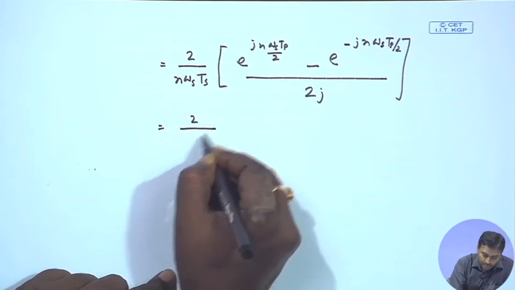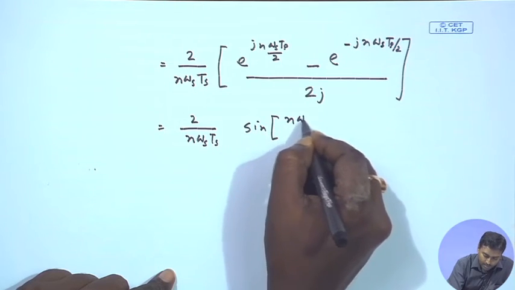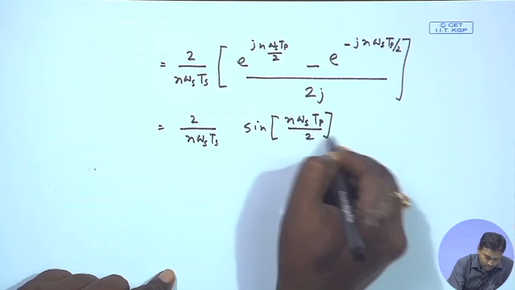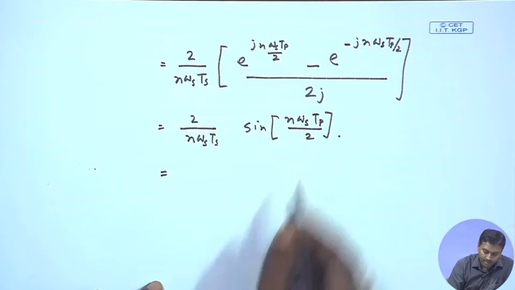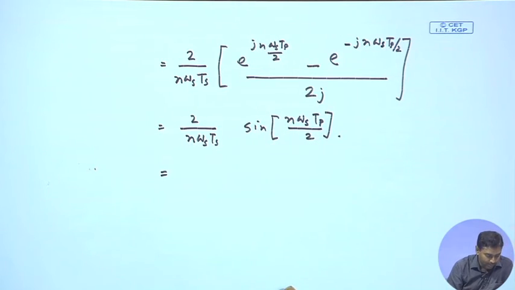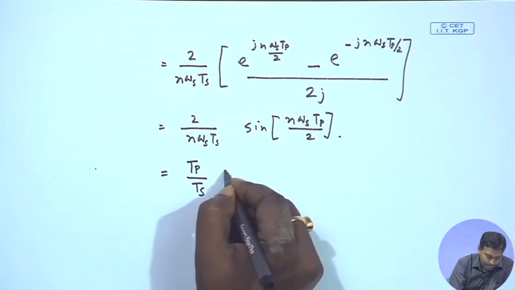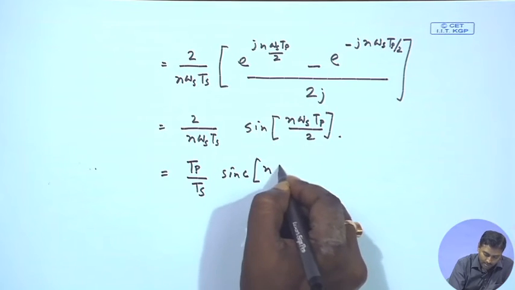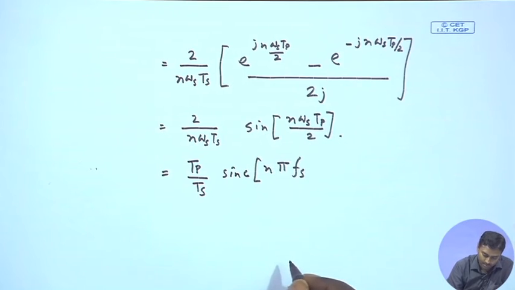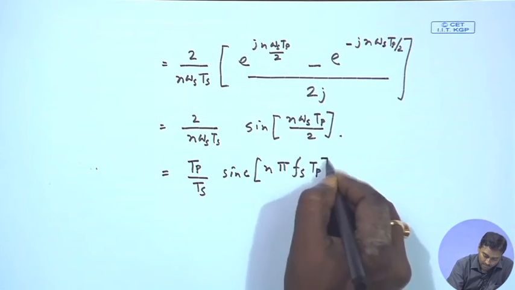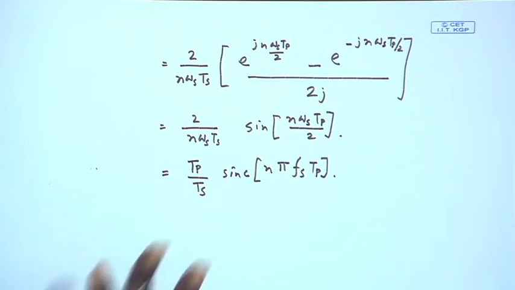So, I can write 2 by n omega_s T_s, this is sine of n omega_s T_p by 2, and this I can manipulate, basically to bring out these things so that I can get a sinc function. So, finally, if I just do that manipulation, I get T_p by T_s sinc(n pi f_s T_p). I have put omega_s equal to 2 pi f_s. So, this is what I get. Okay. So, the q_n's are all being represented now.